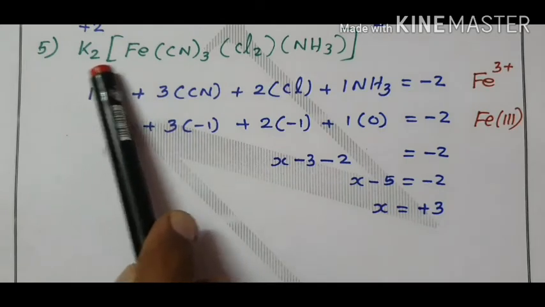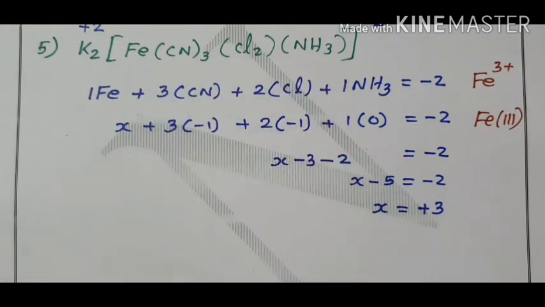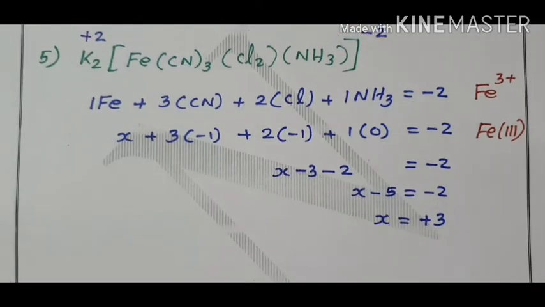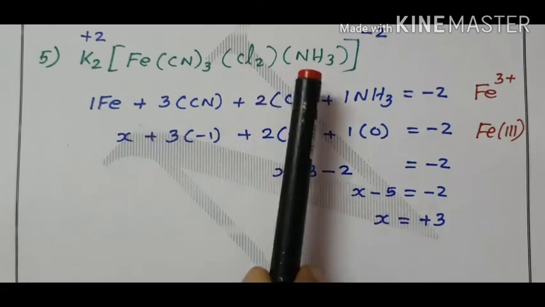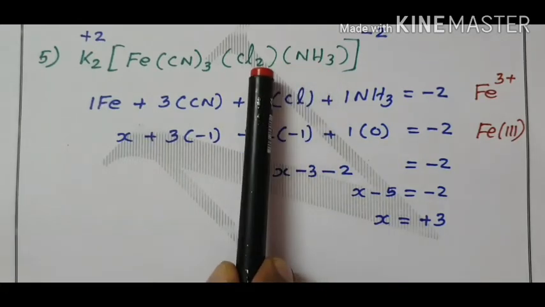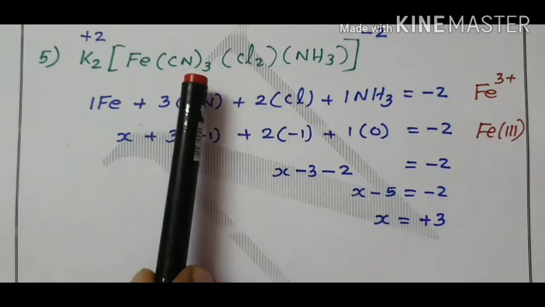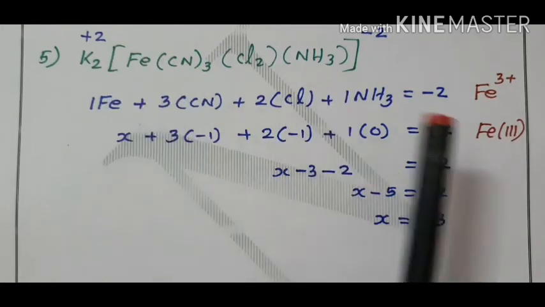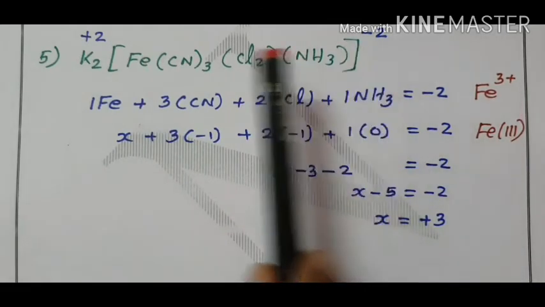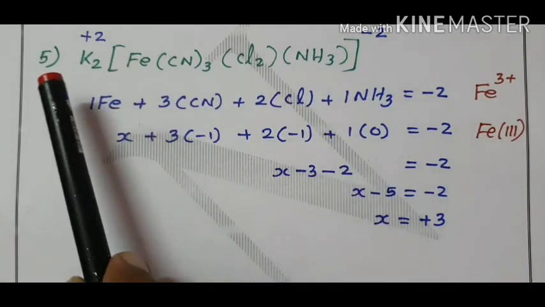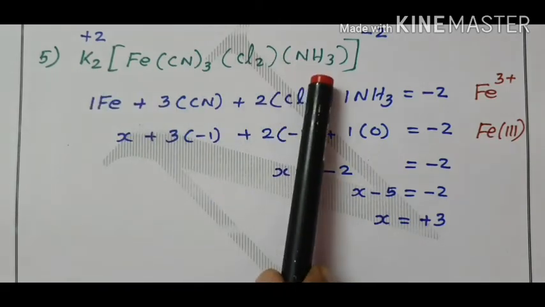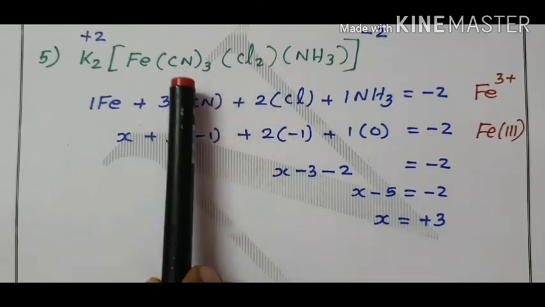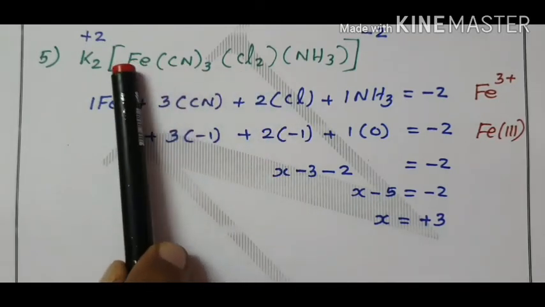Now, how to name this compound? The IUPAC name of the given compound is potassium amminedichloridotricyanidoferrate(III). It is an anionic complex, therefore the name ends with ate. Potassium amminedichloridotricyanidoferrate(III).